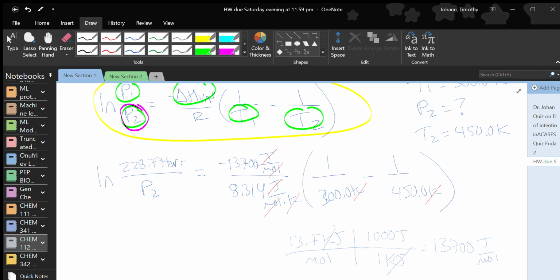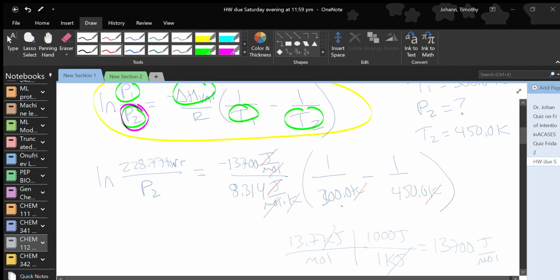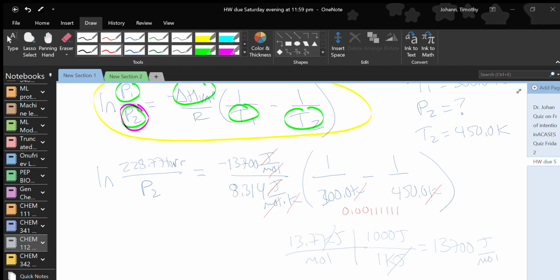So I'm going to put 300 in my calculator. I'm going to hit 1 over x, and then I'm going to subtract from that 450 1 over x, and then I'm going to hit equals. I'm going to leave that number in my calculator so I don't have to write it down. But I am going to write this down in case you want to check what you did. So that's what I got out of that: 0.00111111. Okay? And now I'm going to multiply it times that 13,700.